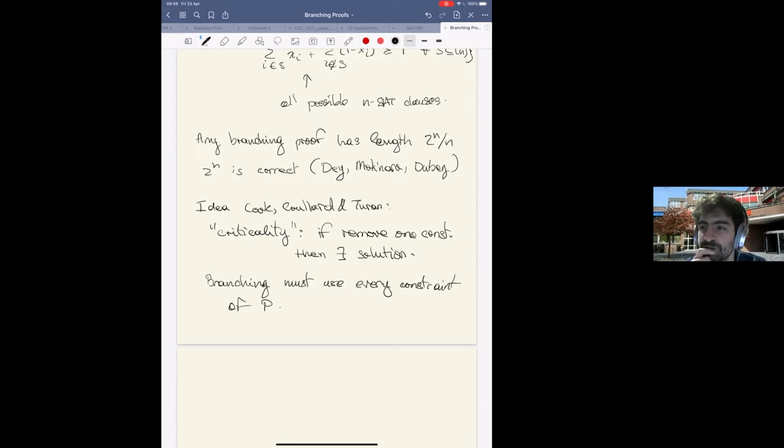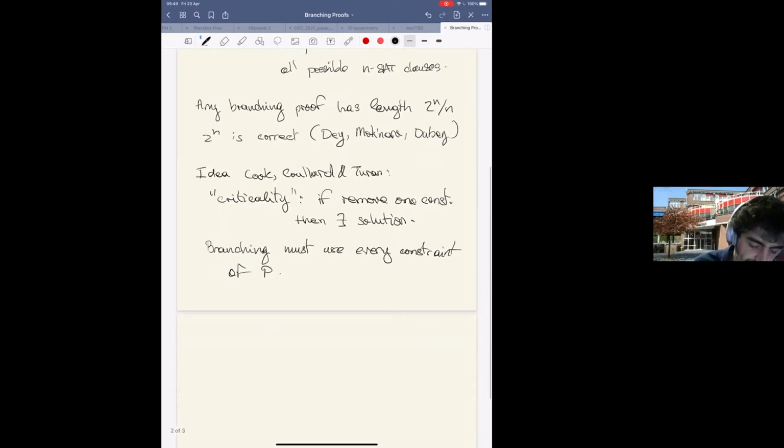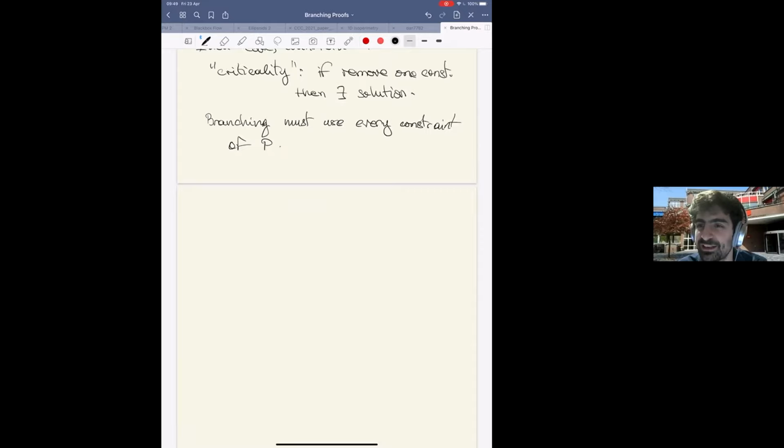Right? So it must be that the branching proof has to somehow touch every single constraint in the system, because if it didn't, it would be a valid proof for the system with one constraint deleted, but that system would be integer feasible. So somehow the branching proof has to see and touch every single constraint, right? So how do you show that the branching proof needs to be big to touch every single constraint? So let's look at it.